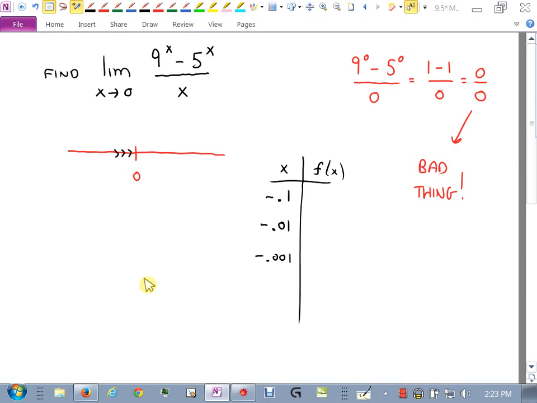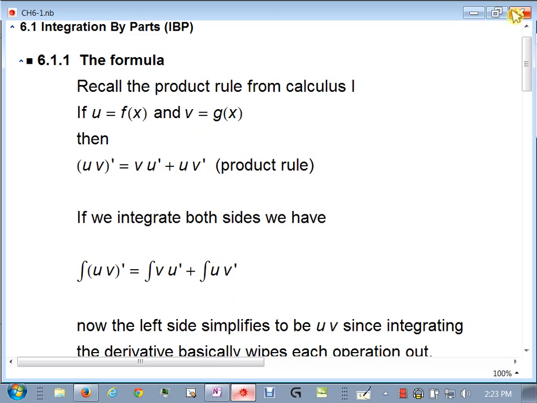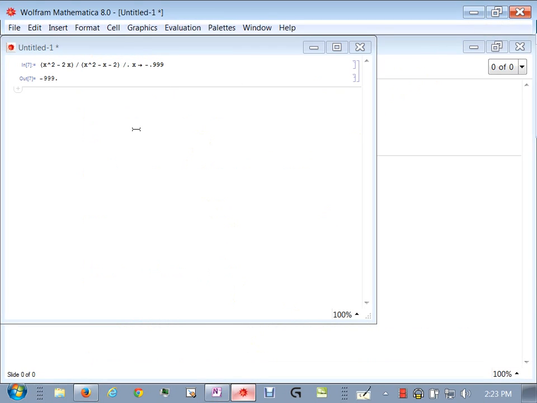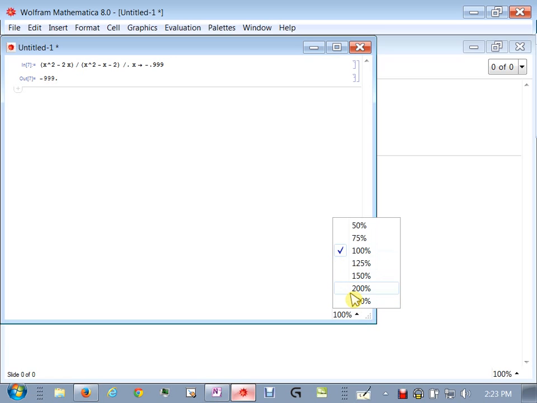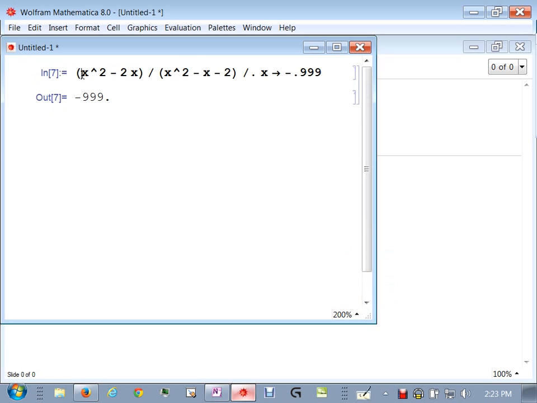All right, back in business here. So we got closer. Now, come in from the other side, from the right-hand side. Just make all those positives: 0.1, 0.01, 0.001. And I think what I'll do is I'll have Mathematica help me again. I should probably have made that bigger so you can see it a little better. It was 9 raised to the x minus 5 raised to the x over x, right?